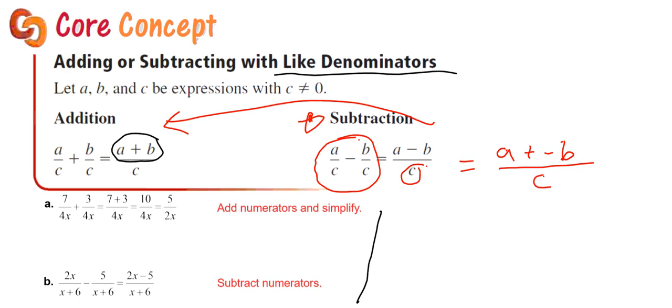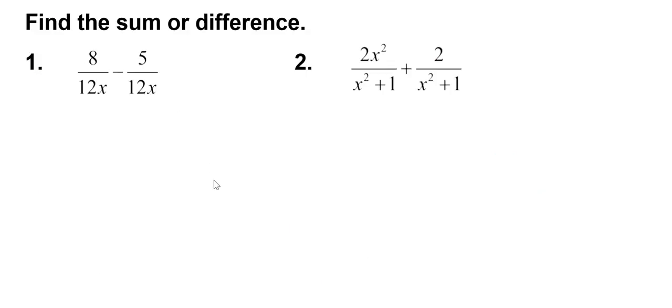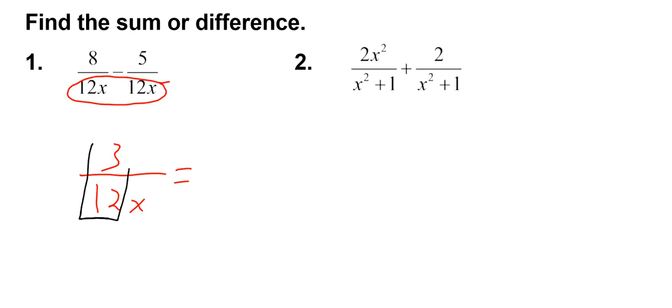Okay, so if we want to find the sums here, notice I recognize we have a common denominator. So I know my denominator is 12x, and 8 minus 5 is 3. I can look to simplify. Looking at my constants, I have 3/12, which can simplify to 1/4. So I get 1/4x as my final term.